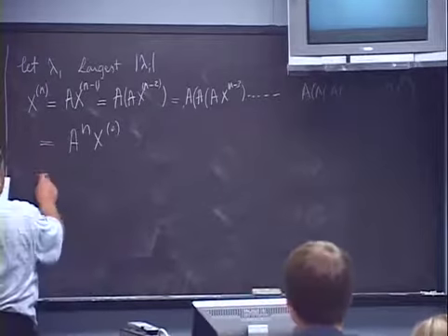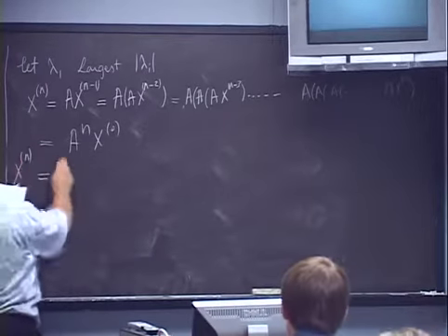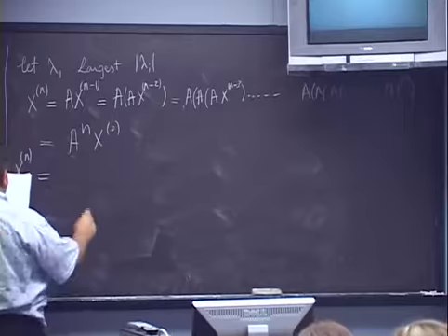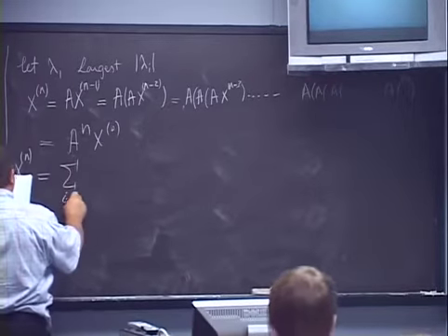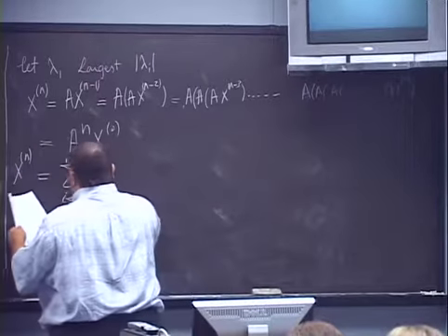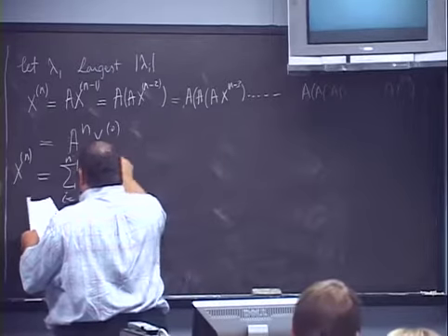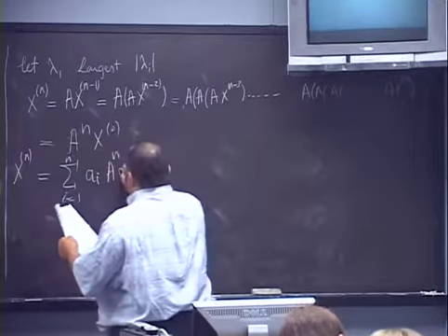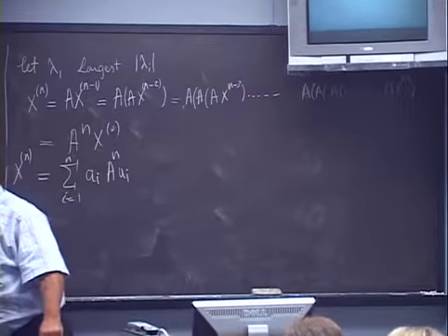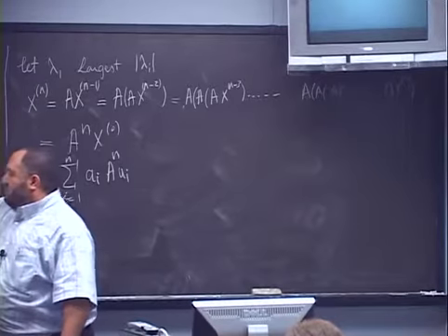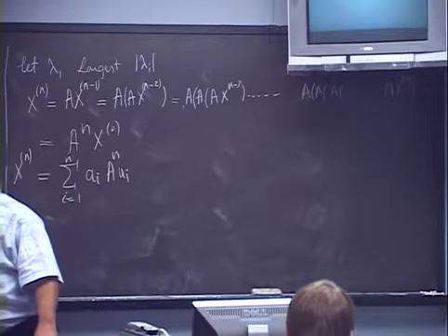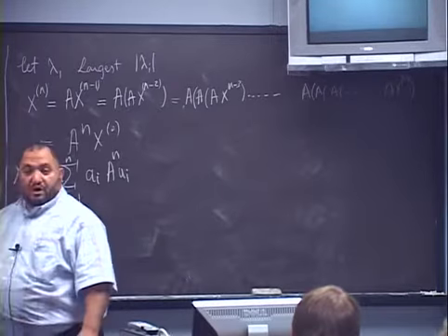So now I can substitute with A^n, and what's A^n times x_0? Because x_0, the first initial value for the vector x, is just equal to the summation from i equal to 1 to n of a_i u_i. I can represent the vector x as a linear combination of the eigenvectors.